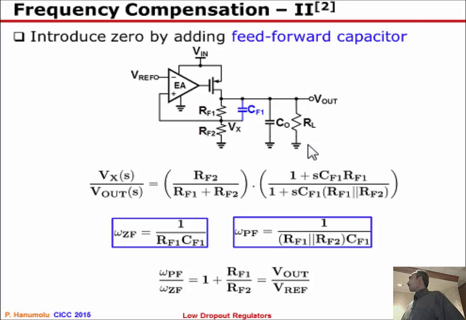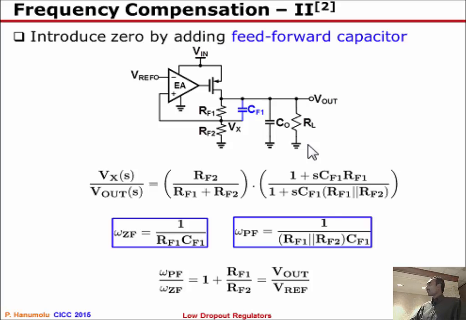And interestingly, you have a zero located at 1 over RF1 CF1, and unfortunately, you will also have to deal with the pole that comes from a parallel combination of these two resistors in parallel with CF1, and that is denoted here. Okay. So ideally, what we would want is the zero frequency to be well within the unity gain frequency in order to stabilize the loop, and the newly added pole frequency to be farther away from the unity gain frequency, so that we don't compromise the stability because of this newly added pole.